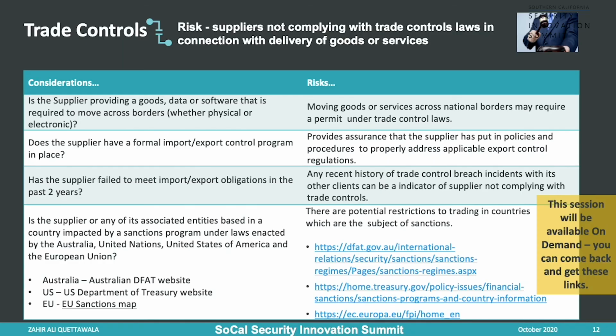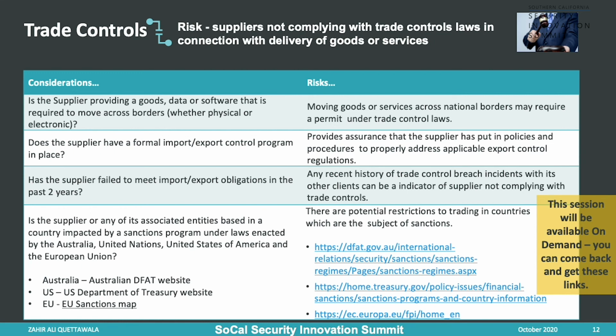The second consideration is whether the supplier has a formal import-export control program in place. This can give us assurance that they are addressing all the export control regulations. For that, I've given you that list. For my country, Australia, we have a website through which we can see the sanctions and the laws around that.